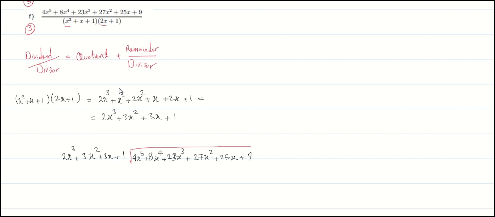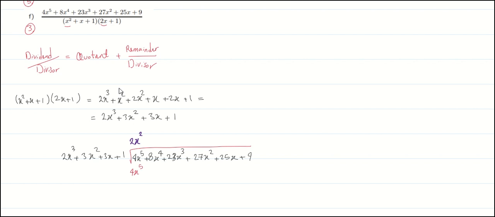The first term of our dividend is 4x to the power of 5, and the first term of our divisor is 2x cubed. You divide 4x to the power of 5 by 2x to the power of 3, and you write it as the first term of the quotient. So the first term of the quotient is 2x squared. Now you multiply this first term of the quotient by the divisor and write it below the dividend. So 2x squared times 2x to the power of 3 is 4x to the power of 5.